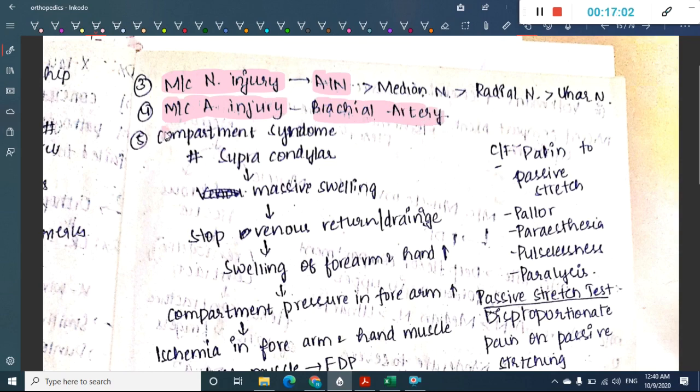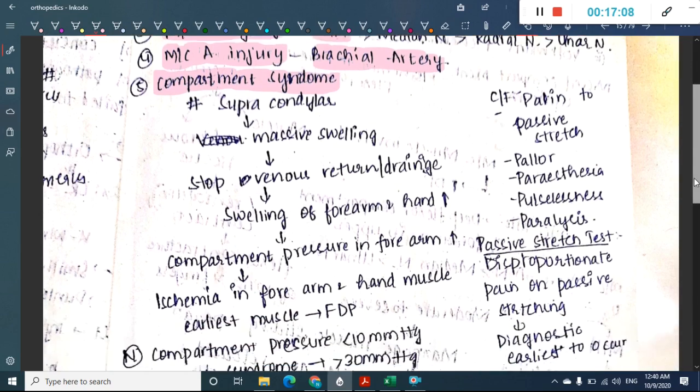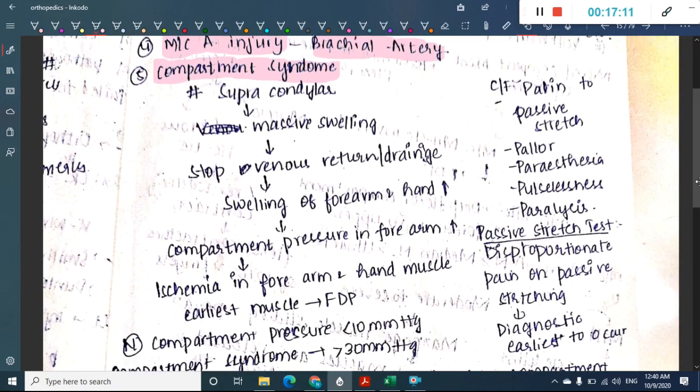Then in supracondylar fracture of humerus, there is an increased incidence of compartment syndrome. Now, why is there compartment syndrome? Whenever there is supracondylar fracture of humerus, there is massive bleeding. If there is injury to vessels, there is bleeding, or else there is massive swelling due to injury to small micro arteries and arterioles. Even due to that, there will be bleeding, and because of that, swelling will form.